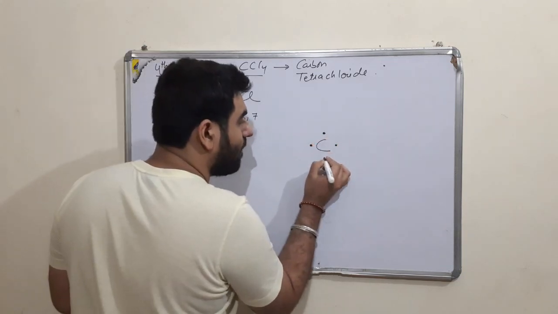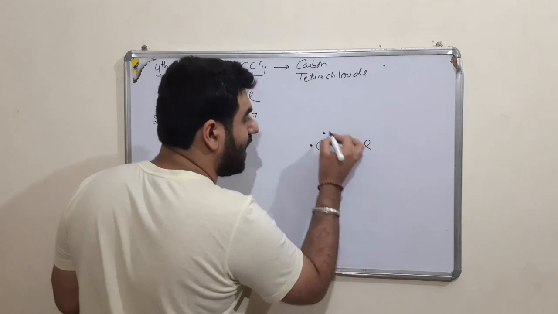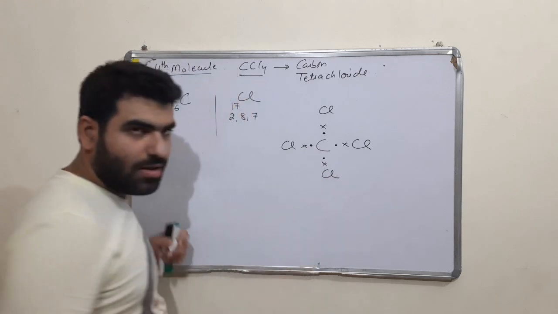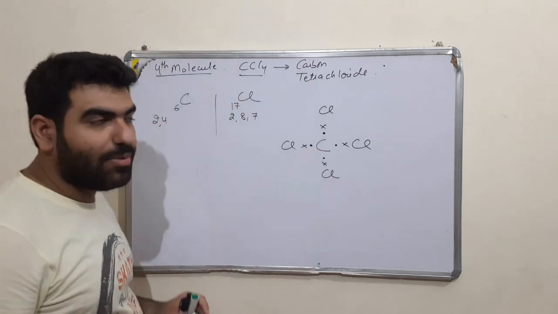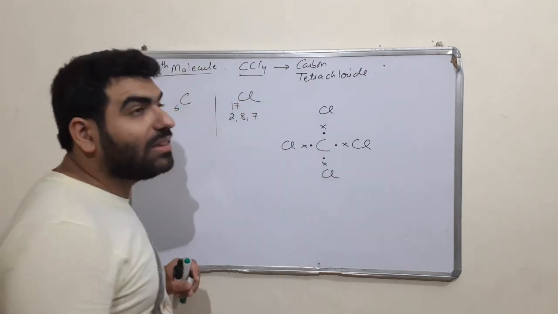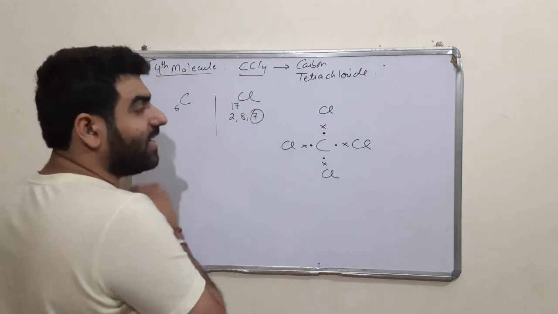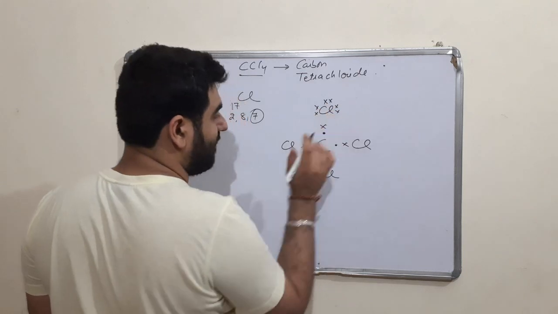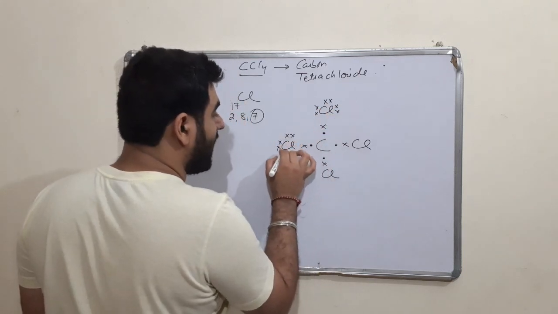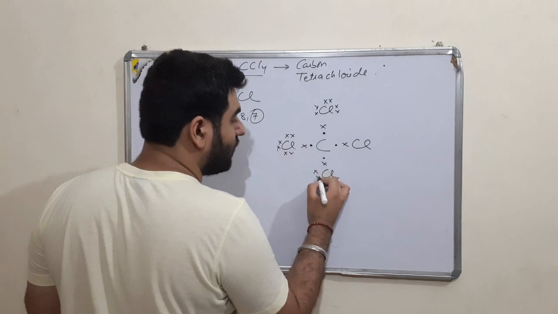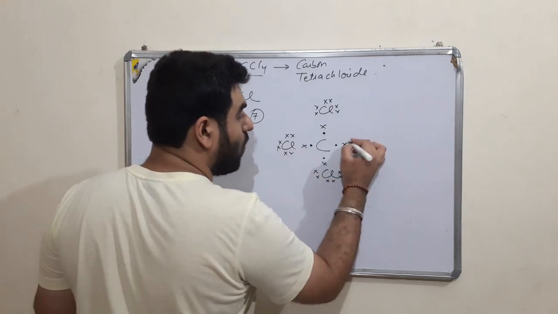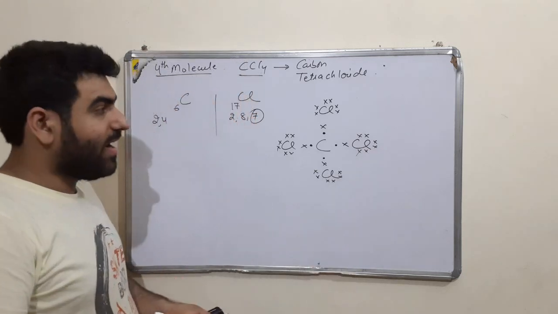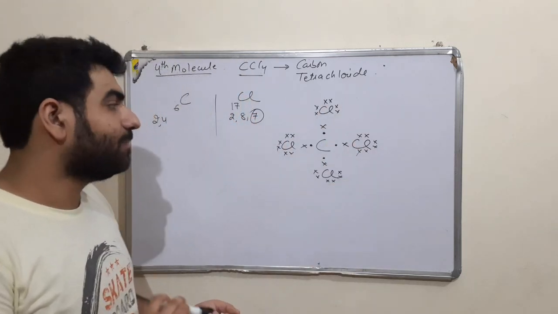1, 2, 3, 4. How many chlorine? 4. Opposite of 1 electron there will be only 1 electron. Now complete all the other electrons for chlorine. How many are there? 7. 1 is already taken, so 1, 2, 3, 4, 5, 6, 7 for each chlorine. Alright, so this is how the arrangement is.